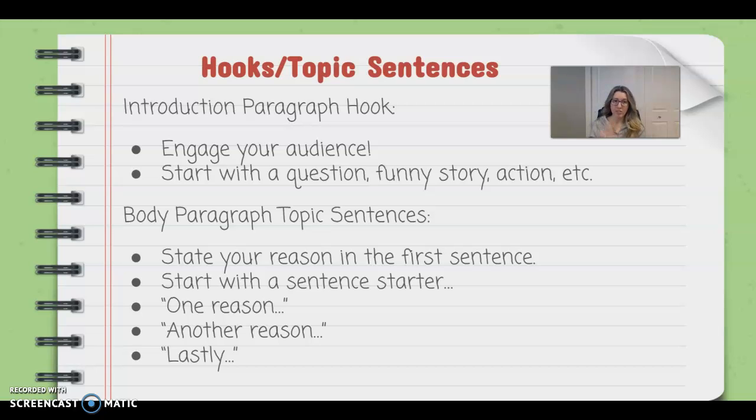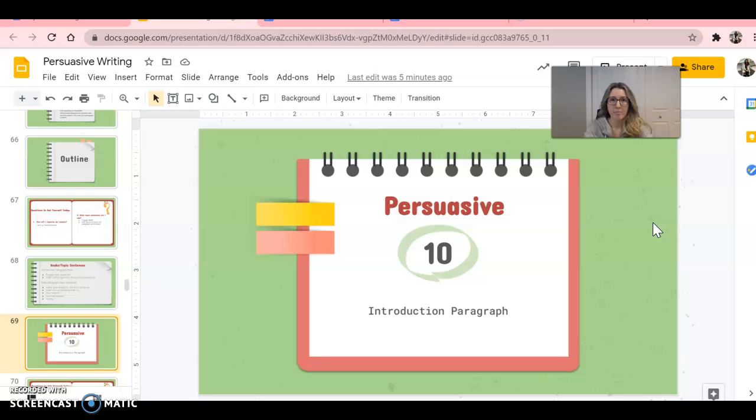Then for your second reason, you may come up with the sentence starter, another reason that, or lastly, you could also do first, second, third, one reason, another reason, finally. Any of those combinations that you can think of, you know what makes sense. Obviously, you're not going to write finally for your first reason or my first reason for your second reason. That wouldn't make sense. Obviously, you want to think about what reason you're on and what transition would make the most sense.